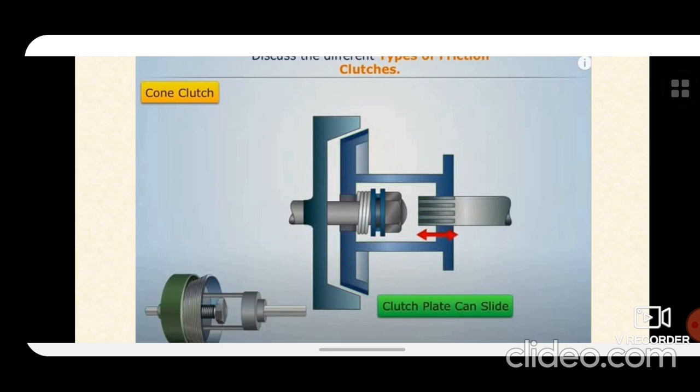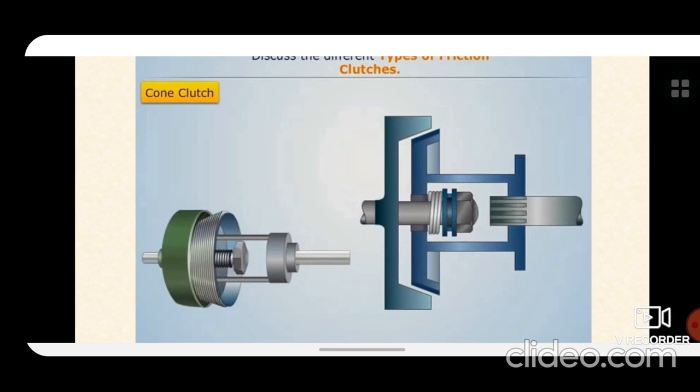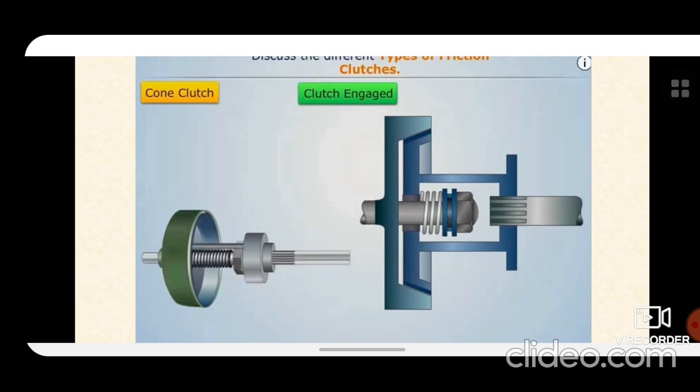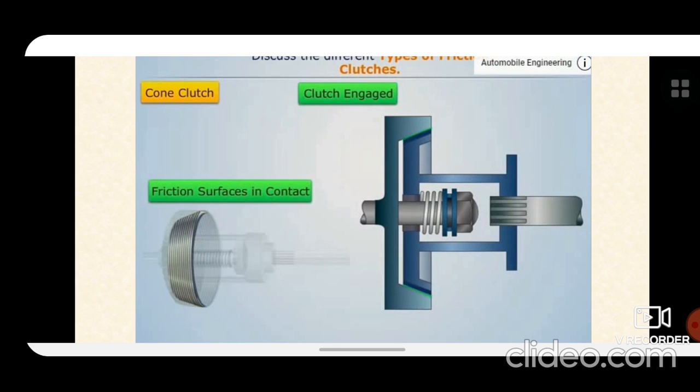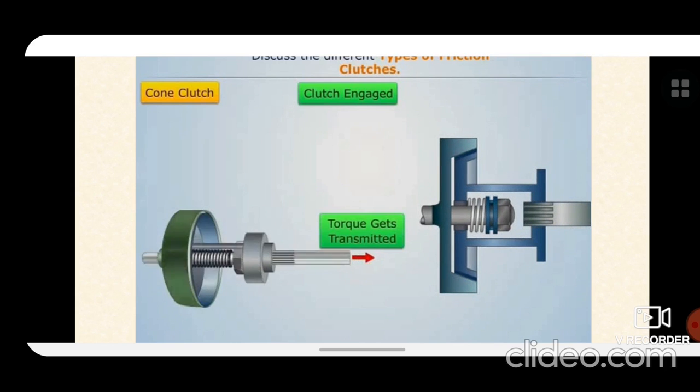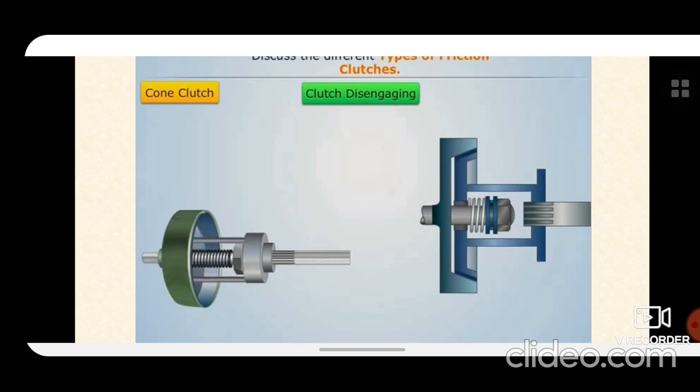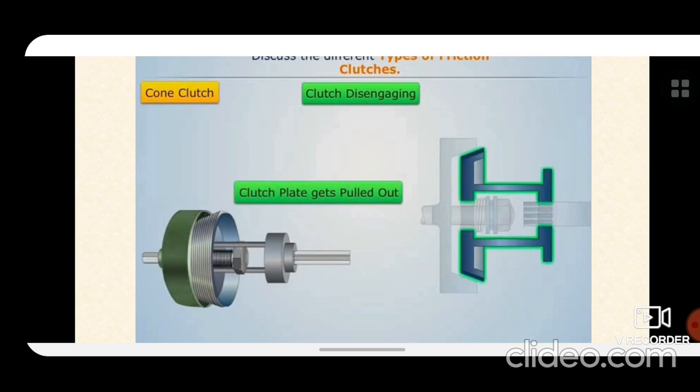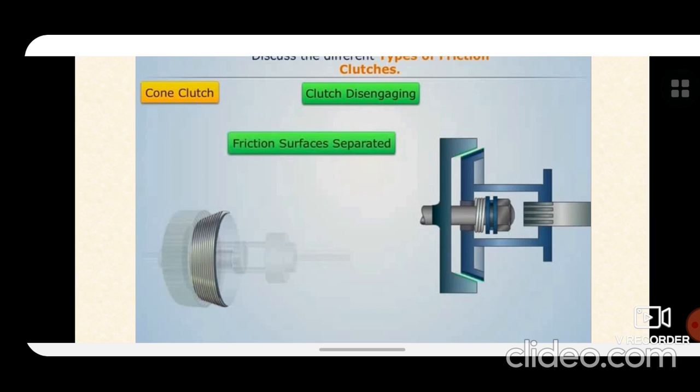The only advantage of cone clutch is that the normal force acting on the contact surface in this case is larger than the axial force, as compared to the simple single plate clutch, in which the normal force acting on the contact surfaces is equal to the axial force. So how clutches are engaged and disengaged, these are shown.